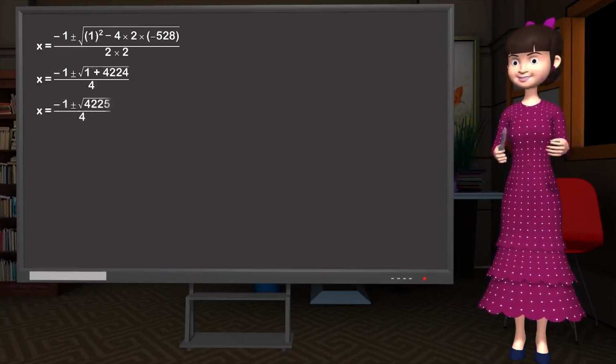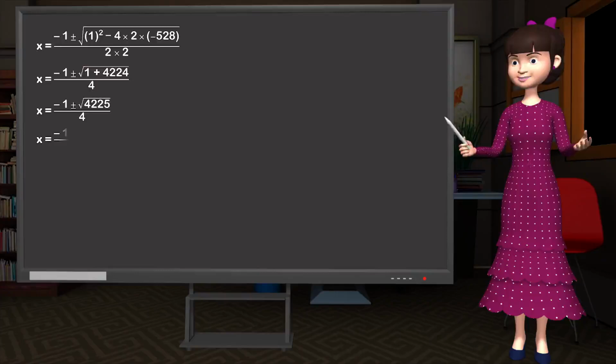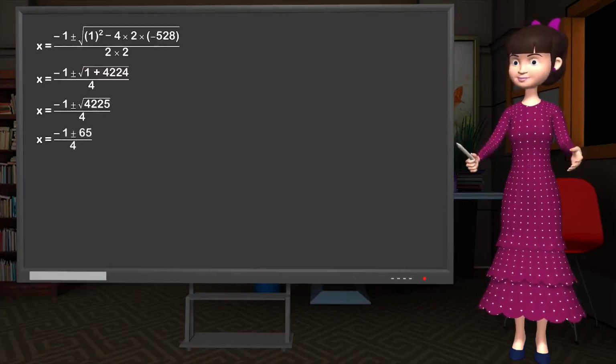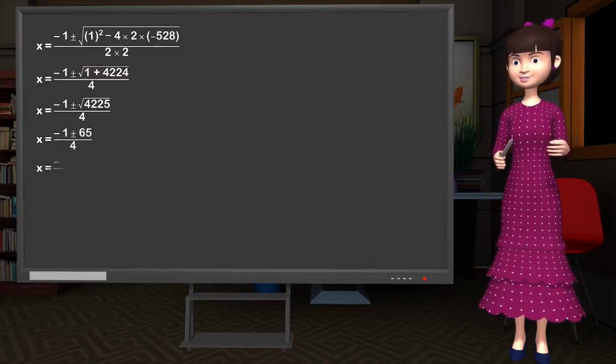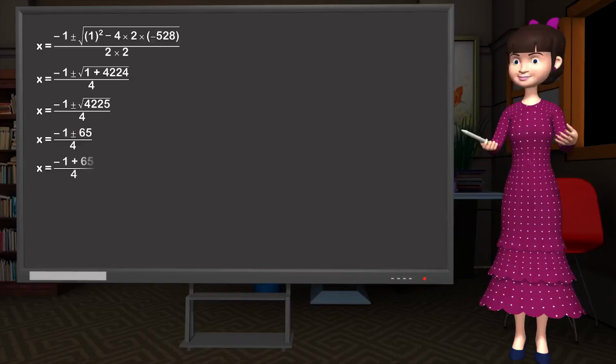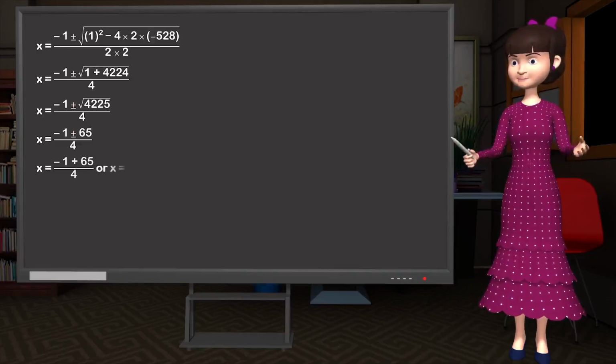4225)/4, which equals x = (−1 ± 65)/4. Solving this, we get x = (−1 + 65)/4, or x = (−1 − 65)/4.